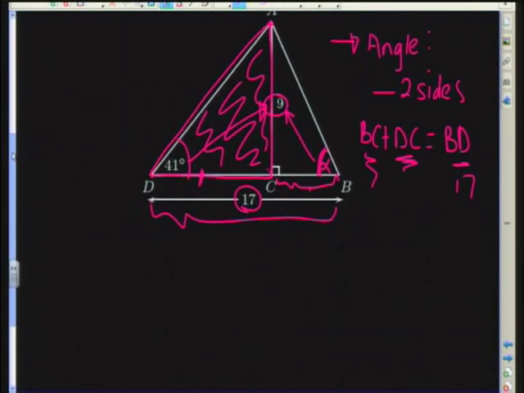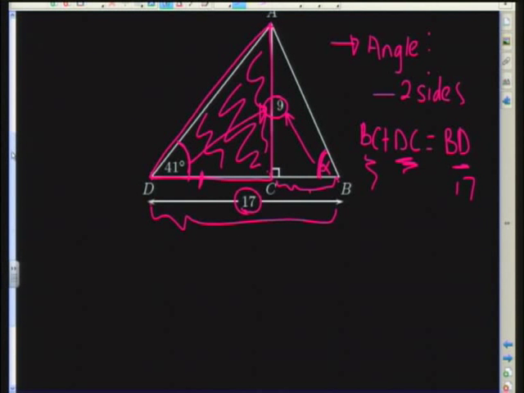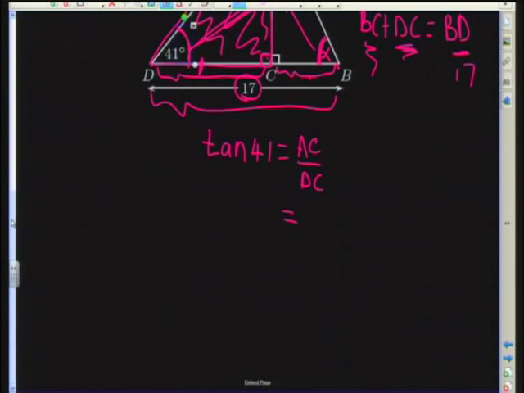In triangle ADC, we've got the angle 41 degrees. Remember that AC is perpendicular to DB, so this angle DCA is also 90 degrees. So I've got the opposite side, and I'm looking for DC, which is the adjacent side. So I say in triangle ADC, tan of 41. Why tan? Because tan is opposite over adjacent. So tan of 41 will be equal to AC over DC. But we know that AC is in fact 9.